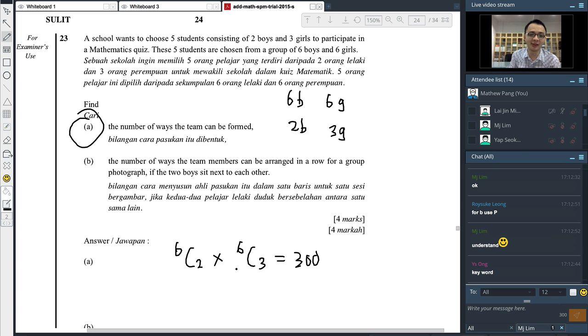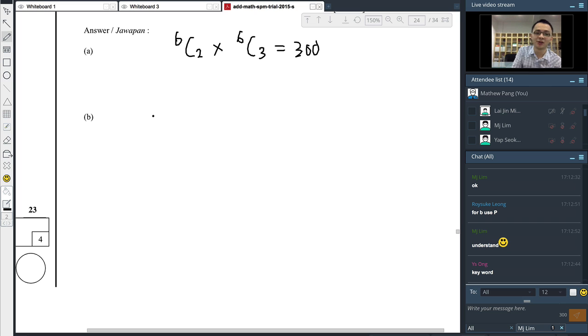Okay, find the number of ways a team can be arranged in a row for a group photograph, where 2 boys must be next to each other. Now you have 2 boys and 3 girls. So the boys must group together, so I'll group the boys together. And we have another 3 girls.